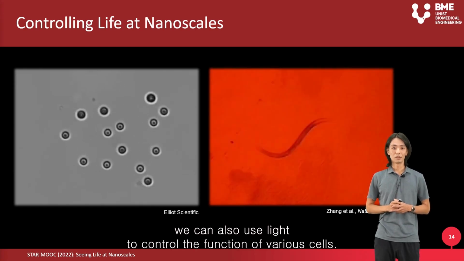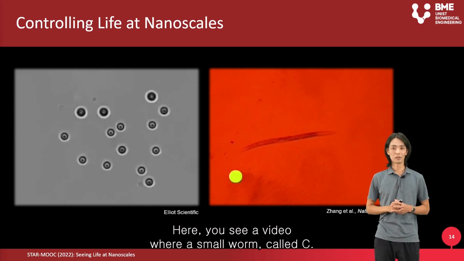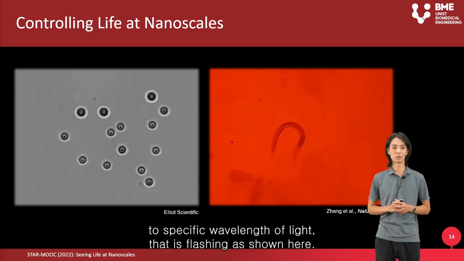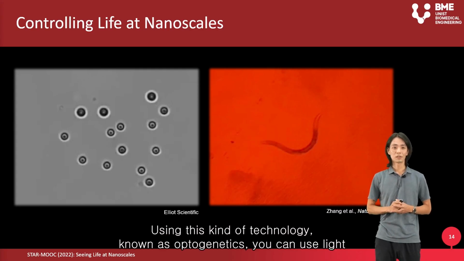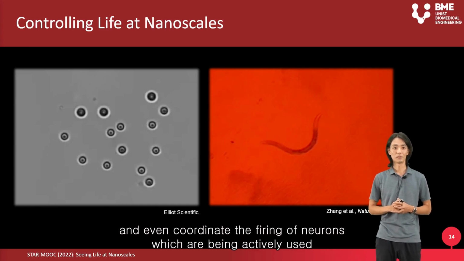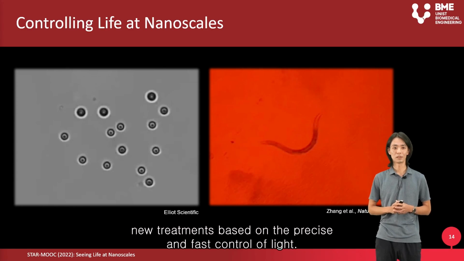We can also use light to control the function of various cells. Here you see a video where a small worm called C. elegans is moving around. This particular worm has been engineered so that the muscular movements are inhibited upon exposure to specific wavelength of light that is flashing, as shown here. Using this kind of technology, known as optogenetics, you can use light to selectively activate or deactivate the function of specific cells, and even coordinate the firing of neurons, which are being actively used to help understand the brain. These kind of technologies have potentials to be developed into new treatments based on the precise and fast control of light.